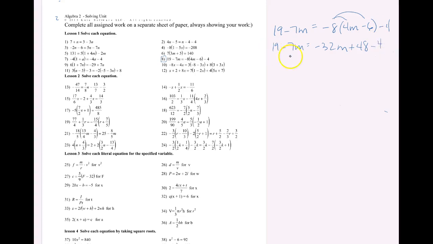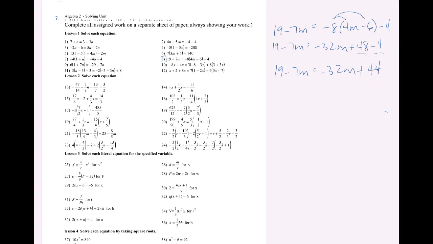Now, before I start moving stuff across the equals, the other thing I'm going to do is look and put together any like terms. A like term just means if they have the same variable that has the same exponent on it, you get to combine them. So this is a 32m. There's no other m back here, but I have a normal number and a normal number. So guess what? I'm just going to put the normal numbers together. So 48 minus 4, right there.